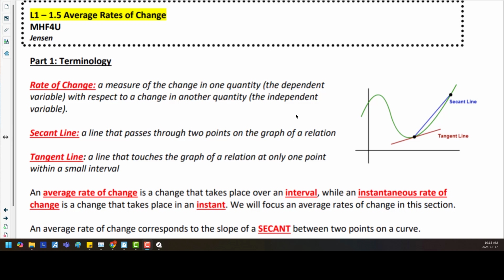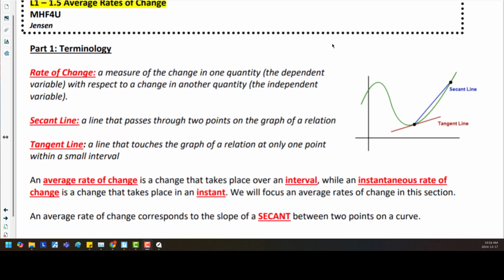So we're talking about average rates of change. Let's do some terminology. What is rate of change? Rate of change is a measure of a change in one quantity, the dependent variable, with respect to a change in another quantity, the independent variable. An example could be a distance time graph where you're calculating speed, because speed is the difference in distance divided by the difference in time, right?